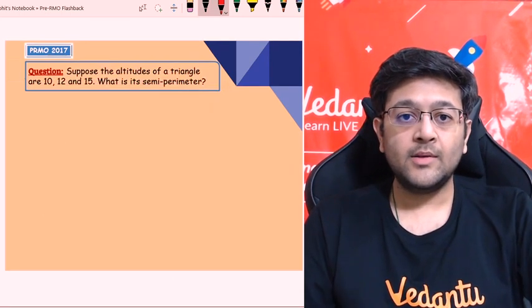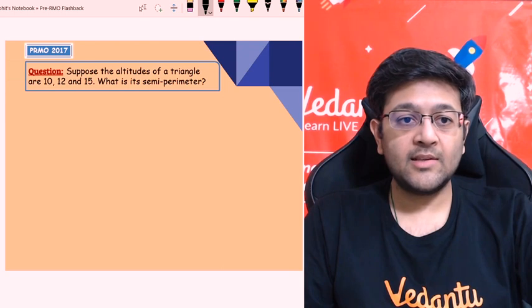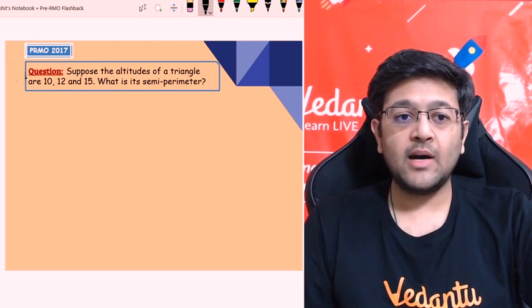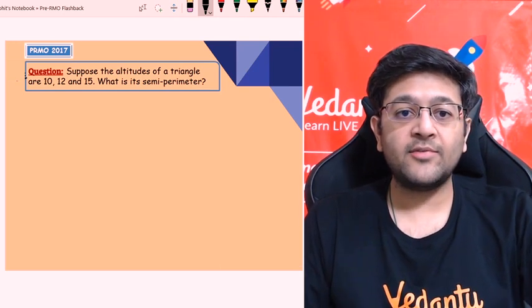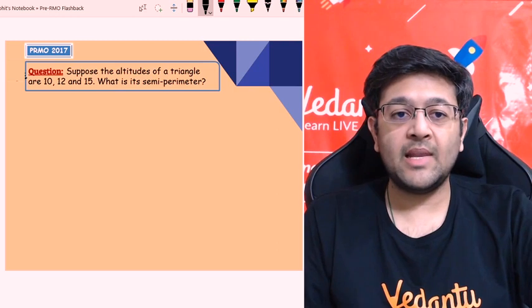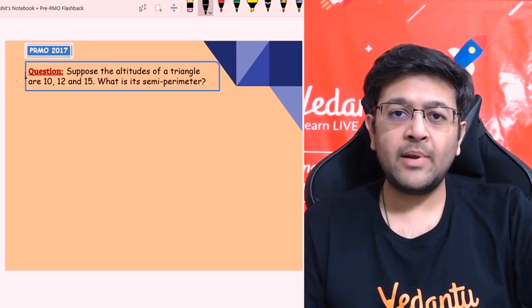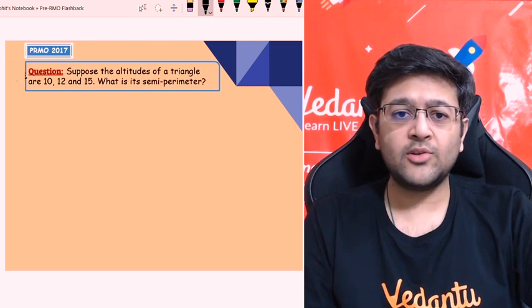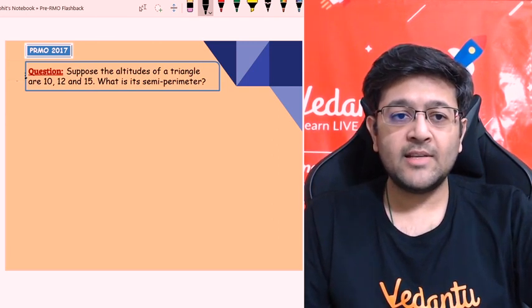Alright, so let's understand this question first. This question says, suppose the altitudes of a triangle are 10, 12 and 15. What is its semi perimeter? Okay, the question looks quite simple. Actually it is simple. It covers geometry only, we use a little bit of solution of triangles, very simple.